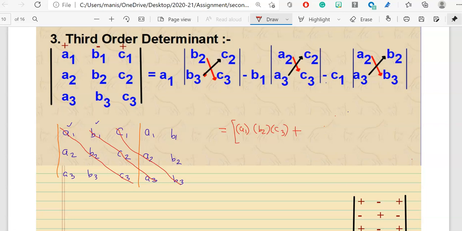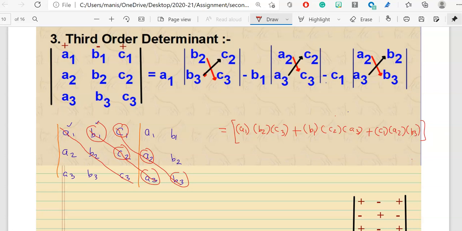Then it's a plus sign over here. Then I will have B1 times C2 times A3. If you look over here, this is your B1, then your C2, then your A3. Then you put a plus sign over here, and the last one is C1, A2, B3. So this is your C1 times A2 times B3.